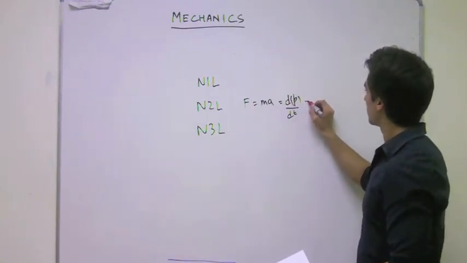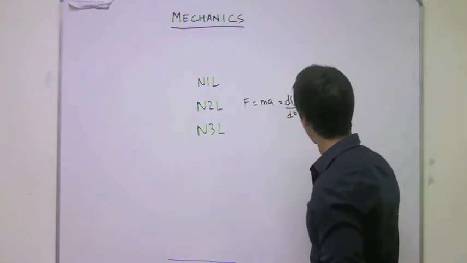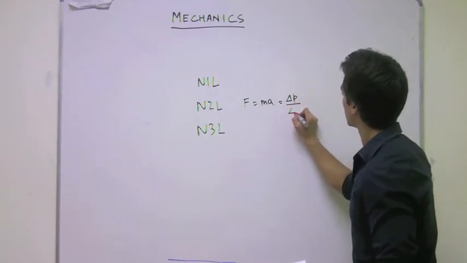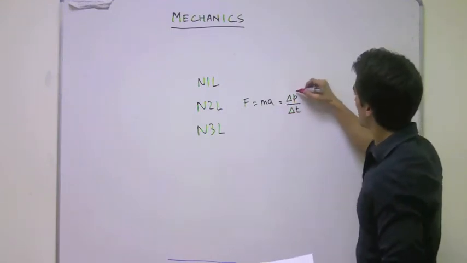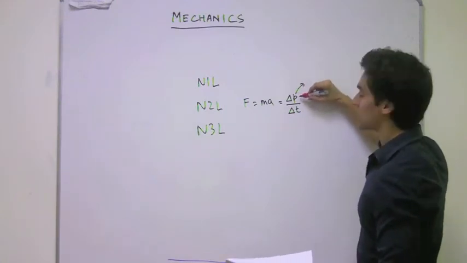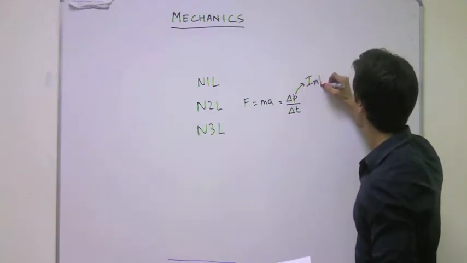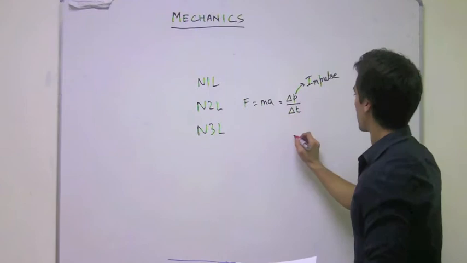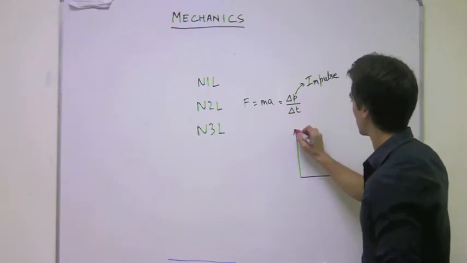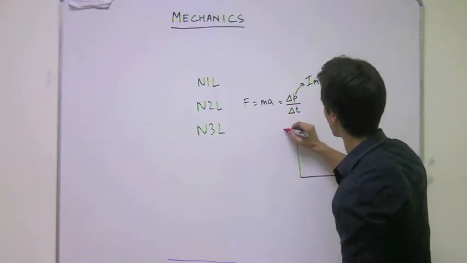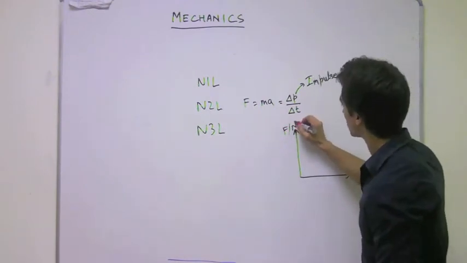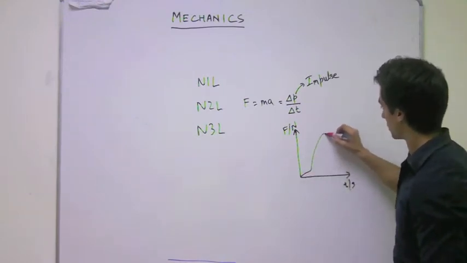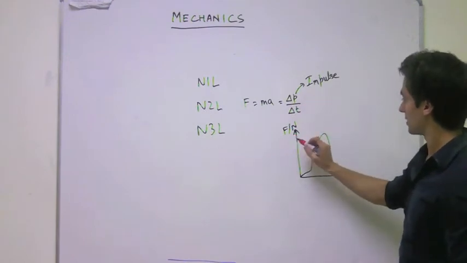From here you can tell them that another way of writing this would be the change in momentum over the change in time. So the rate of change of momentum. It identifies that the change in momentum is actually called impulse. Final momentum minus initial momentum is impulse. So therefore, if you have a force which varies over time, force in newtons, time in seconds, if you have a force that is varying with time, you can find the impulse by taking the area under the graph.